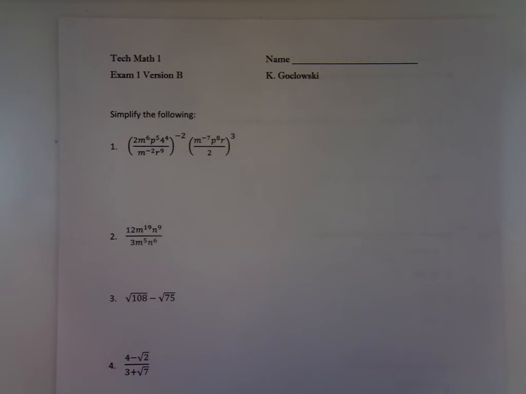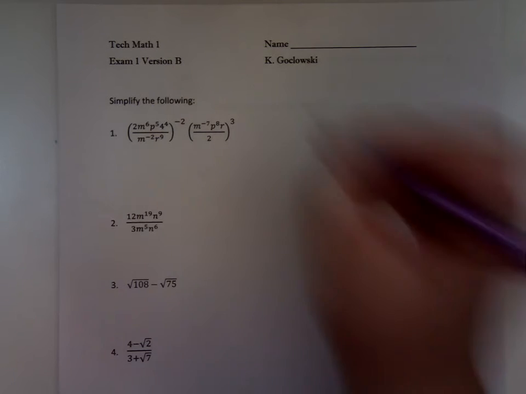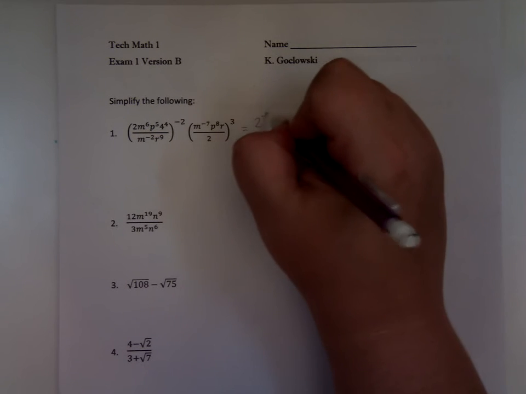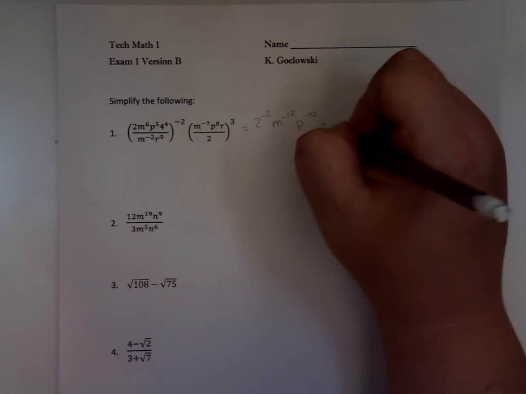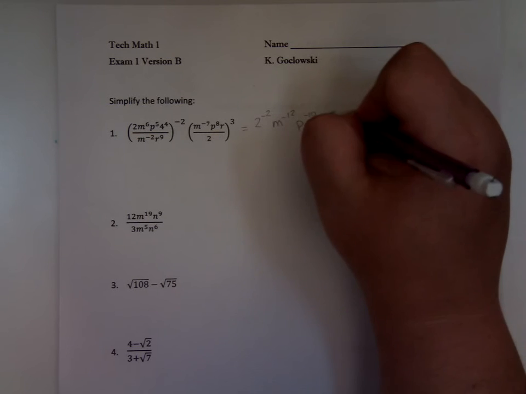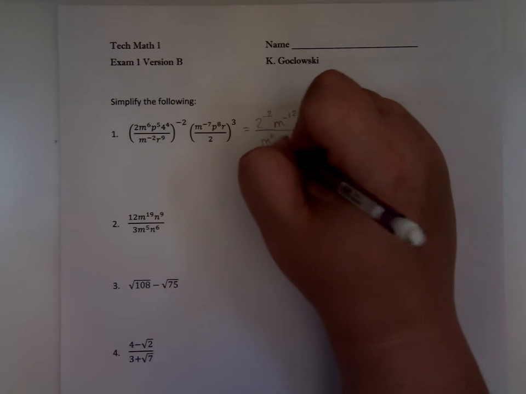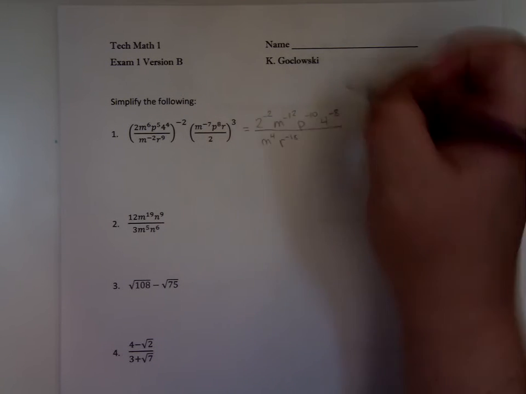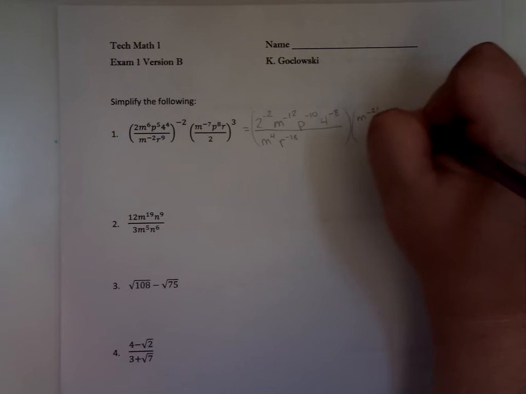Okay, so here we are doing the Tech Math 1 packet. So here we go. Simplify the following. First thing I'm going to do is distribute the exponents to everything. So 2 to the minus 2, m to the minus 12, p to the minus 10, 4 to the minus 8, over m to the positive 4, r to the minus 18, and that's all times m to the minus 21, p to the 24, r to the third, all over 2 to the third.